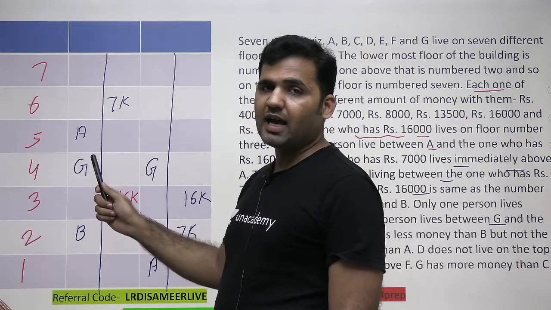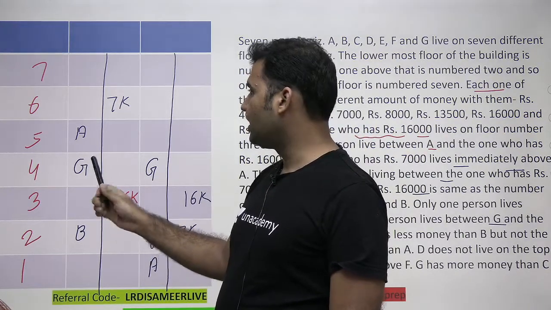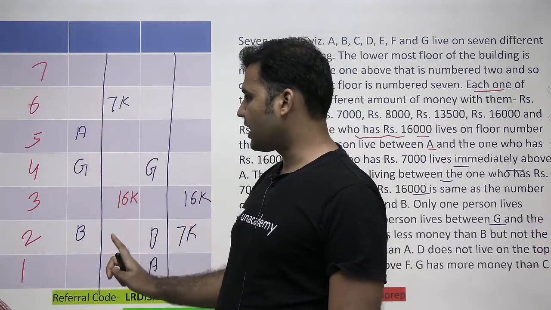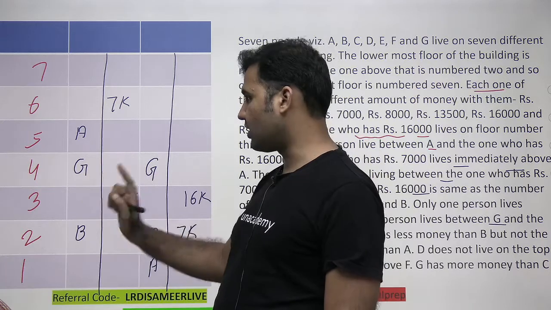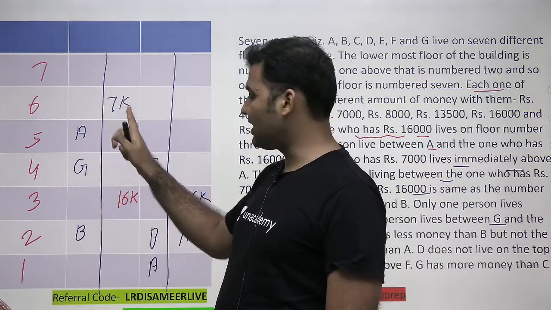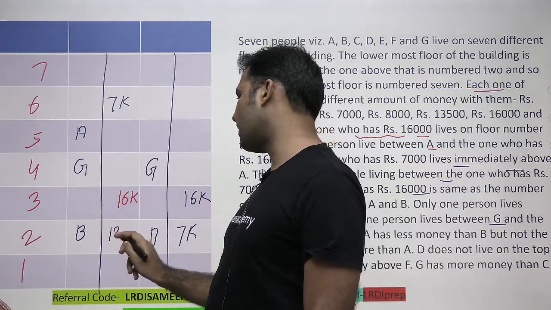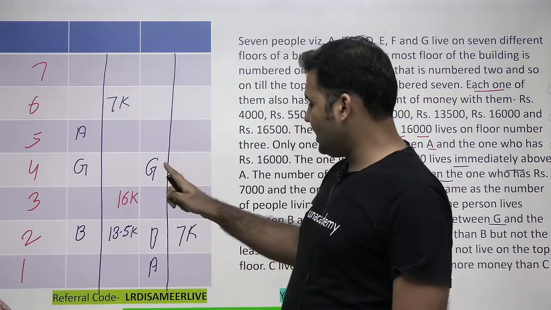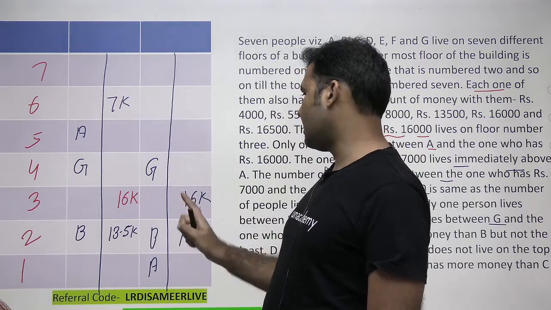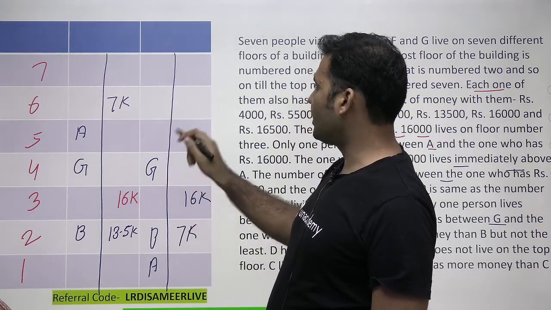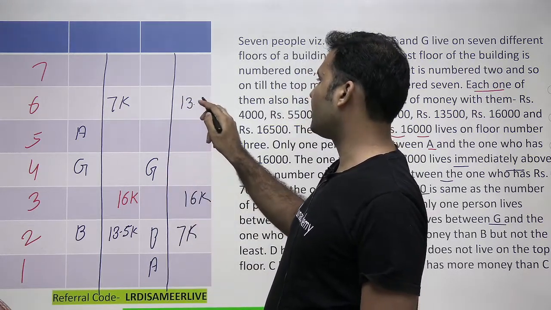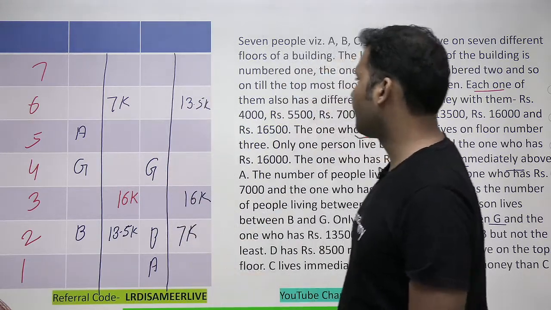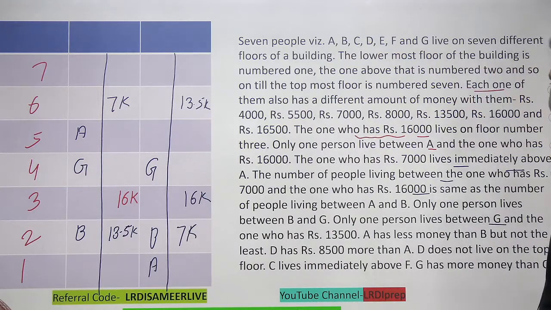If I want a gap of 1 between 13,500 and G, I can take 13,000 at 6 or I can take 13,000 at 2, because G is at 4 in this particular case. But this place is already filled with 7,000, so I need to put 13,500 over here. To create a gap between G and 13,500, I need to place 13,500 here because this place is already filled. All right, now let's move forward.